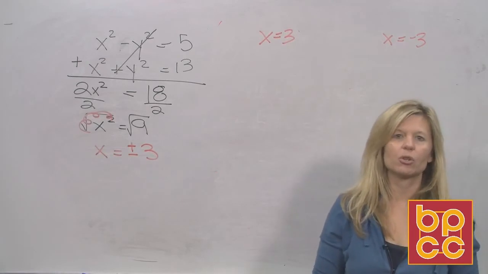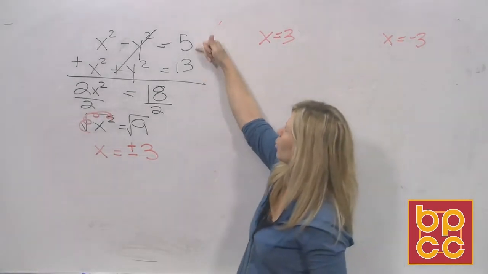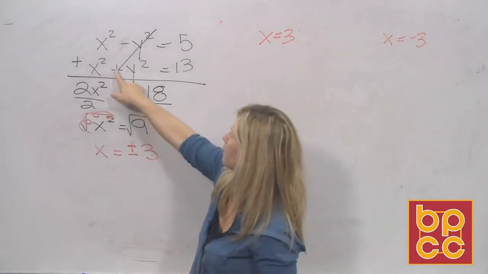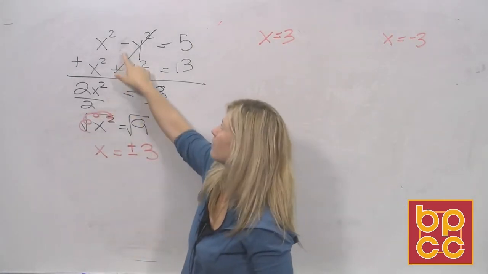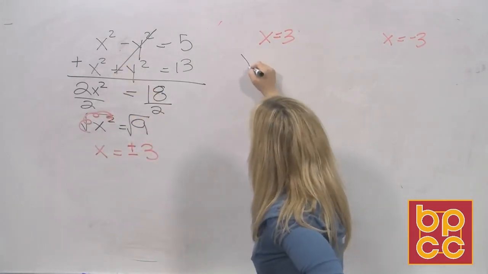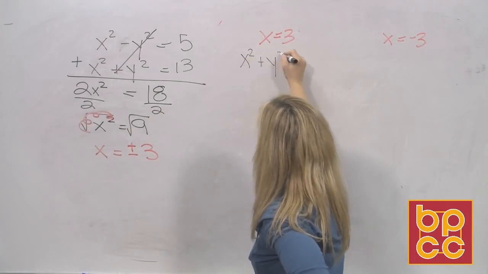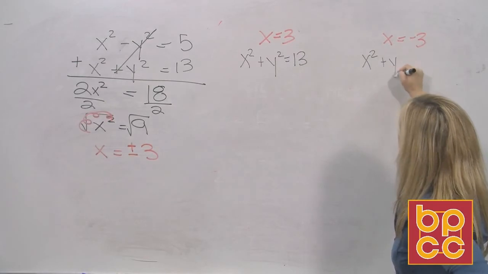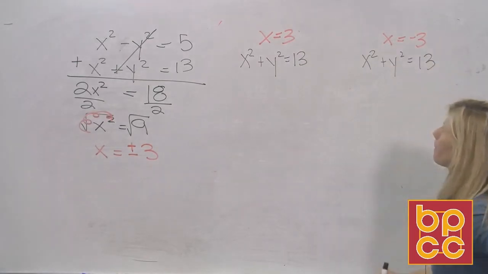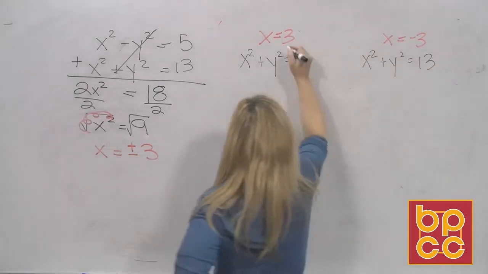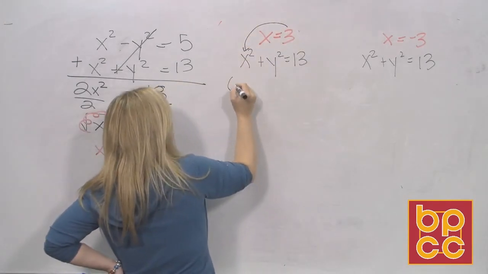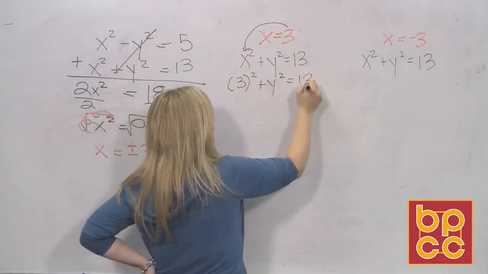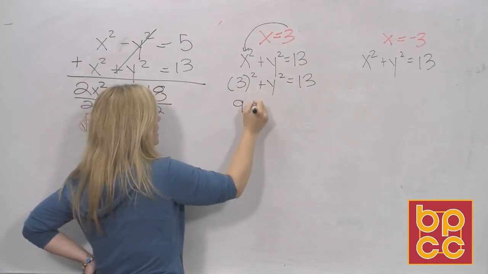We have to get 2 solutions for y. We go back to one of the originals. It doesn't matter which one you pick. I'm going to pick the bottom one because I like dealing with the plus sign versus the minus. So I'm going to write x squared plus y squared equals 13. I'm going to replace x with 3. So this is 3 squared plus y squared equals 13. I'm going to square 3 and get 9.